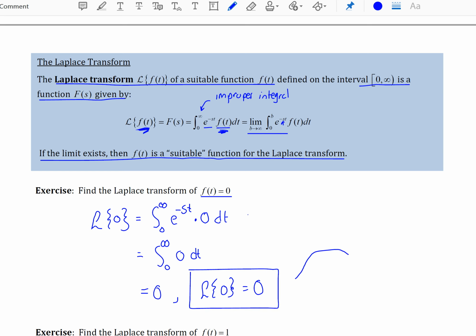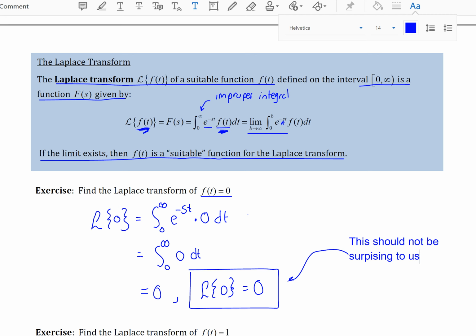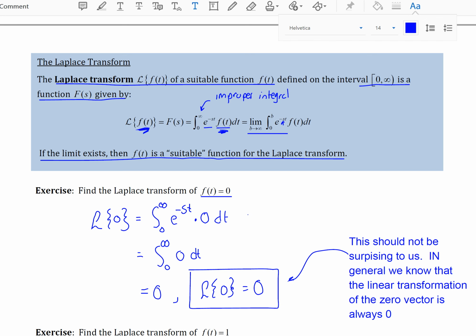Now, some comments here. This should not be surprising to us. In general, we know that the linear transformation of zero, or the zero vector, is always zero. That is, T of the zero vector is always the zero vector. And this would be one of those properties we recall from chapter 5.